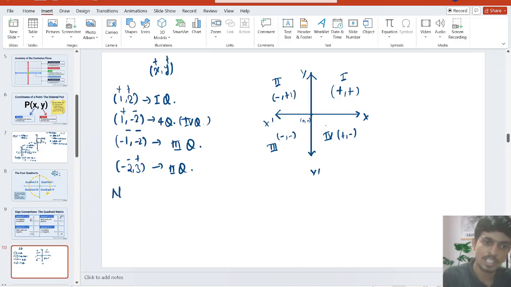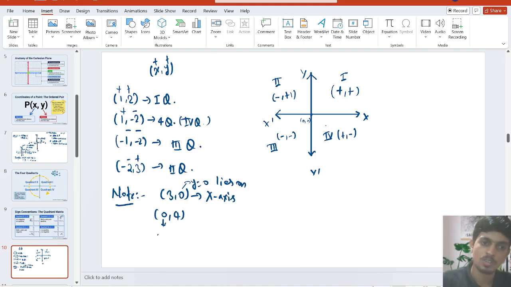And the noting point is here. If anybody asks in which quadrant 3 comma 0 lies, it does not lie in any quadrant. It lies on the x-axis, okay, because its y coordinate is 0. If y equals 0, it lies on the x-axis. And this is 0 comma 4. Here x equals 0, so it lies on the y-axis. Okay, since we know that the equation of the x-axis is y equals 0, and the equation of the y-axis is x equals 0.